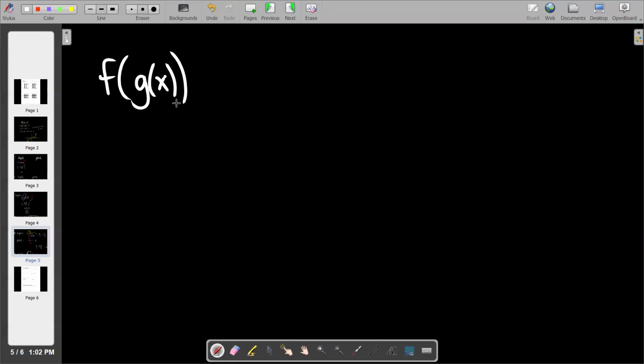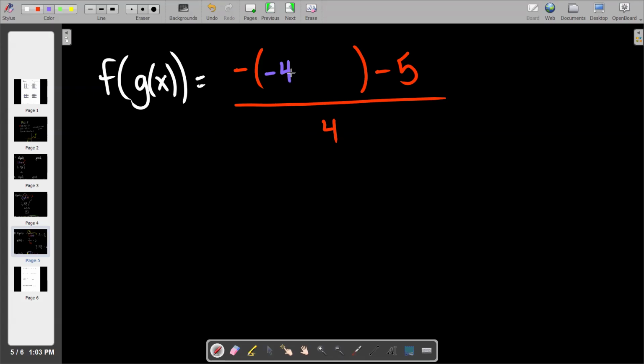Oh, I'm going to pause the recording real quick so I can ask you this question. Okay, so F of G of X is going to be, we're going to copy down the function named F, and he is negative awkward void minus 5 all over 4. And in that awkward void, we're going to put negative, oh, this is a nice one. This is not a pleasant little problem. Negative 4x minus 5.